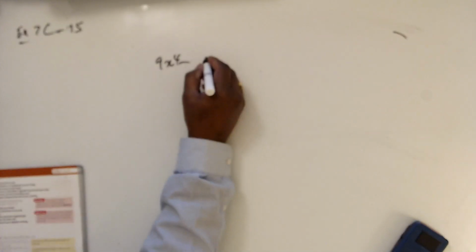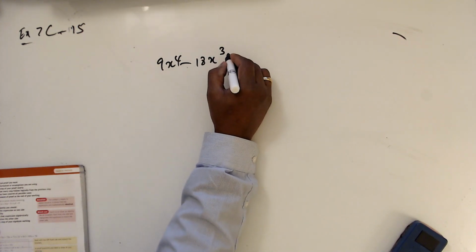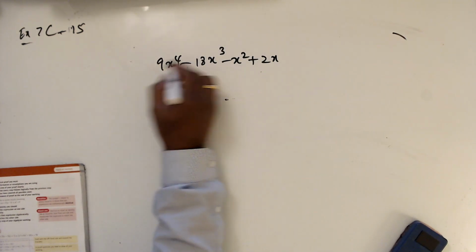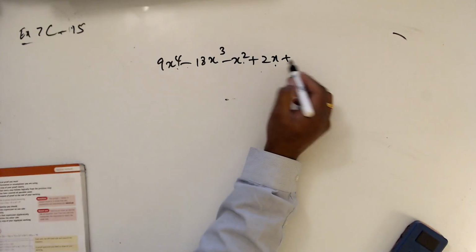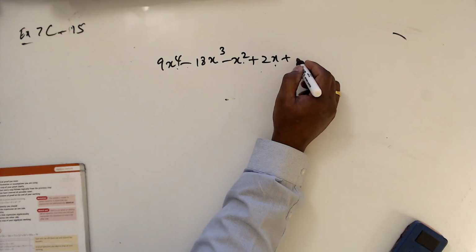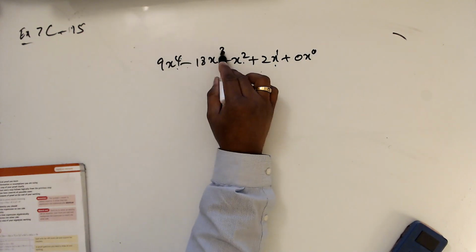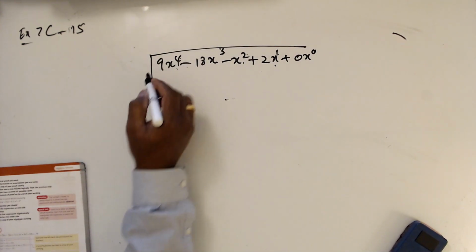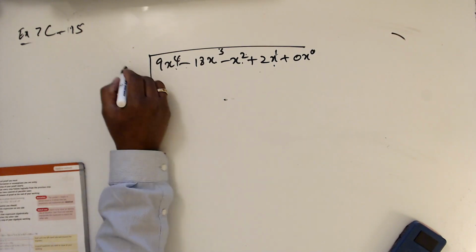9x⁴, 18x³, minus x² plus 2x, and plus 4, 3, 2, 1, and we are expecting a constant here, the 0x⁰ term. 4, 3, 2, 1 and 0. I put 0. Now divide by x − 2.